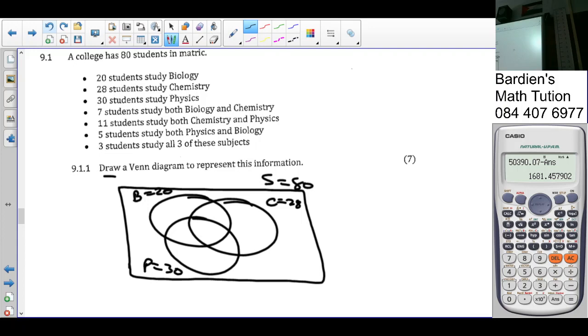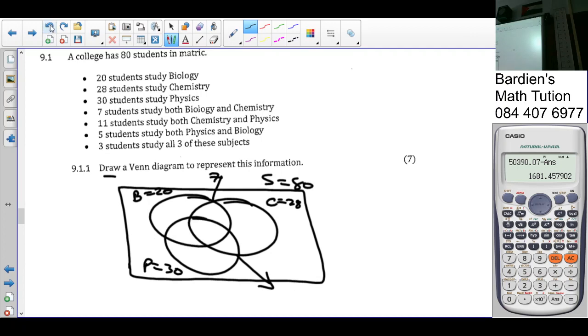7 biology and chemistry. So this year is 8. Both, sorry, 7. Both makes up that, okay? So I'm going to put here 7. 11 studies both chemistry and physics. Chemistry and physics this year is, what is that? 11. 5 studies both physics and biology. That is 5. And 3 studies all 3.